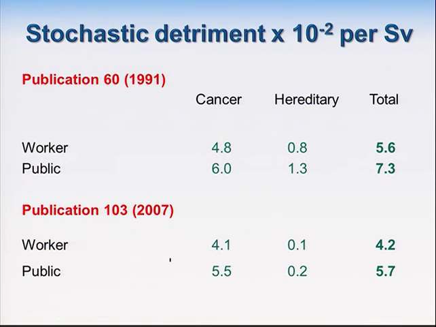But what ICRP does with all that information is derive what are called nominal risk coefficients for stochastic detriment for either the whole adult population applied to workers or the whole population applied to members of the public. So these are the sort of familiar values of detriment of around 5% per sievert for the population. And it's these values of detriment that effective dose relates to.